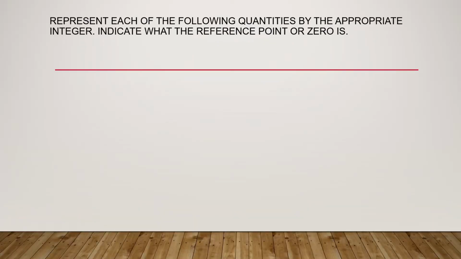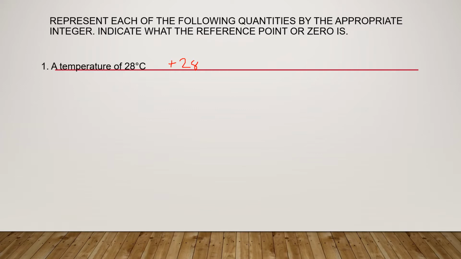Okay, before we are going to proceed, let us review your past lessons. Represent each of the following quantities by the appropriate integer, and indicate what the reference point or zero is. Number 1, temperature of 28 degrees Celsius. Temperature is the hotness or coldness of a body, or ito yung init ng isang bagay o ng isang katawan. If we're going to represent that as an integer, that is positive 28.